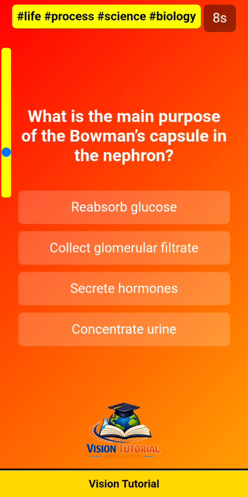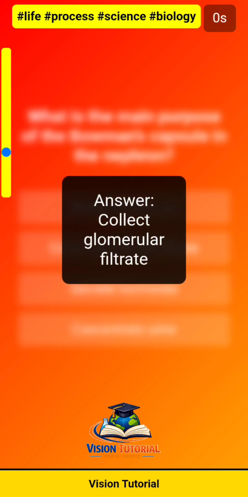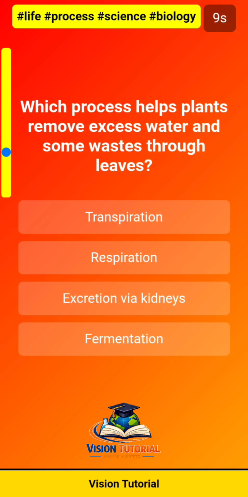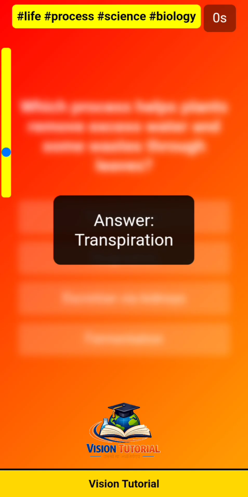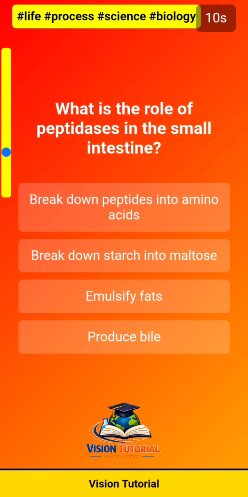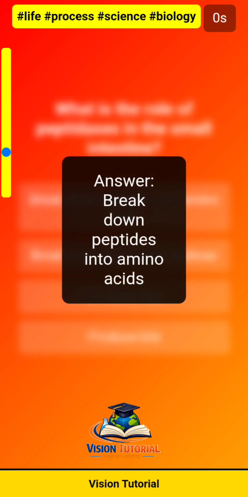The question is, what is the main purpose of the Bowman's capsule in the nephron? Answer: collect glomerular filtrate. The question is, which process helps plants remove excess water and some wastes through leaves? Answer: transpiration. The question is, what is the role of peptidases in the small intestine? Answer: break down peptides into amino acids.